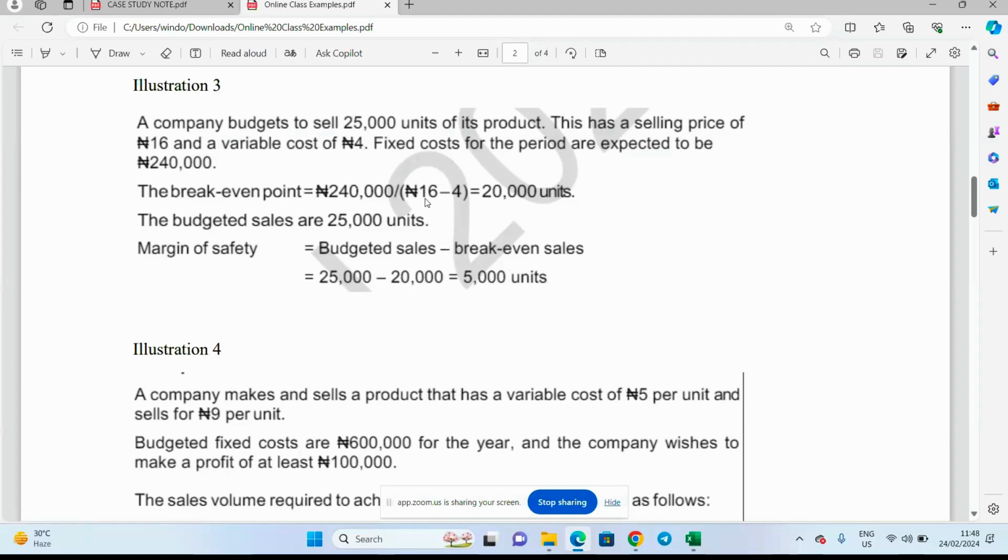Hello, can you hear me? Yes, I can hear you. So how do we get the contribution? Selling price minus variable cost. Excellent. You understand? Yes, sir. Press your calculator. Selling price minus variable cost. How much is that? That's 12 naira. So 240,000 naira divided by 12 naira is 20,000 units.